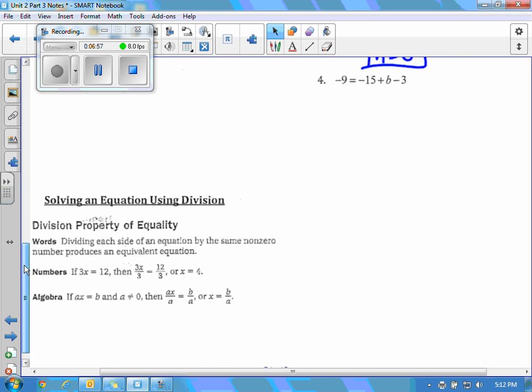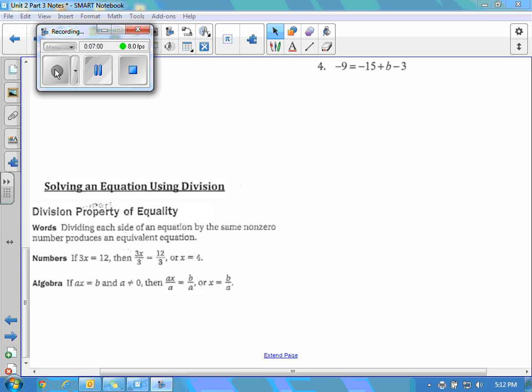Looking at the next section. Sorry about that. Miss Bernard just came in and told me that we have pizza, so that's awesome. We do it at the bottom of this page.